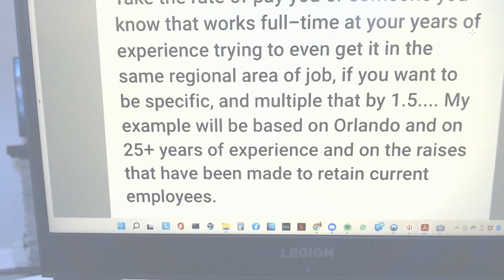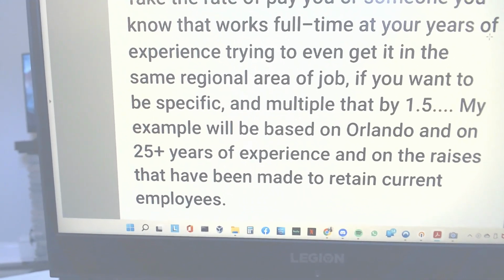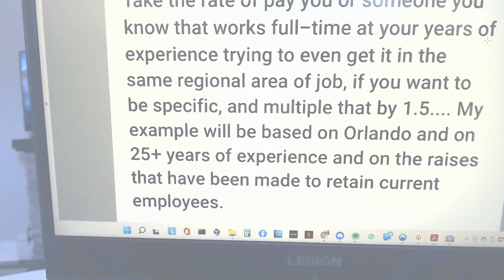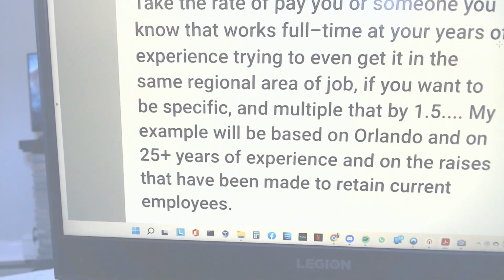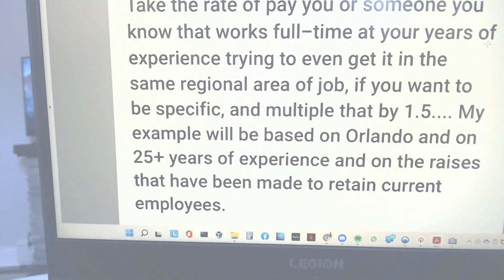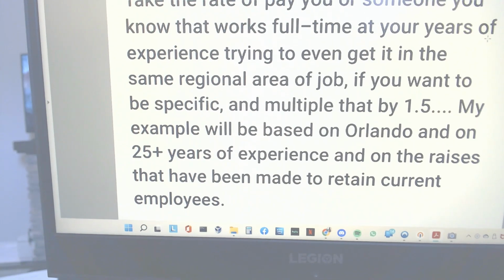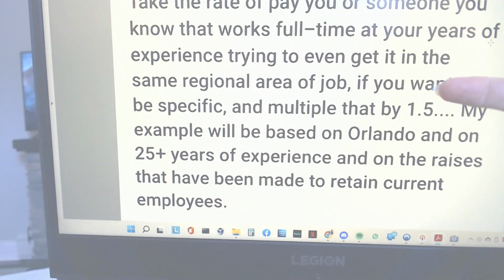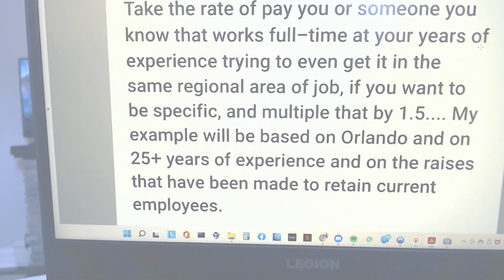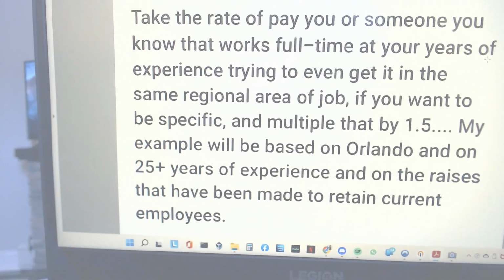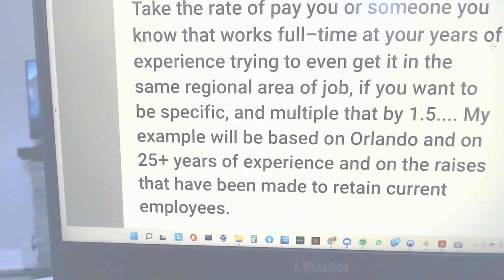So what you're going to do is, if possible, as travelers, if you travel a lot, you end up with this network of people that you know and that you can ask questions like, hey, what does a full-timer make in Denver, Colorado? How many years experience do they have? So if you can get that information, you can make this even more specific. All right? So I don't really do that for every area. I probably should.